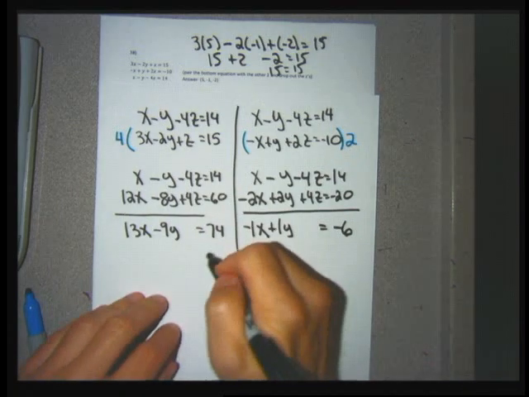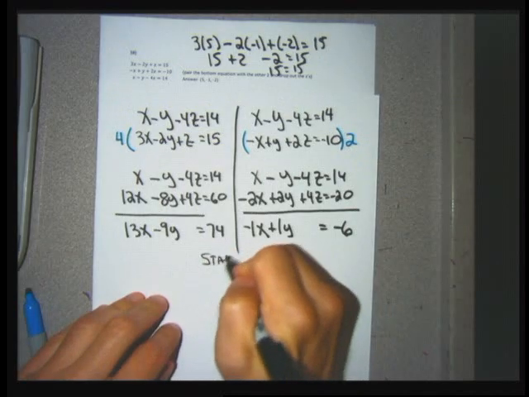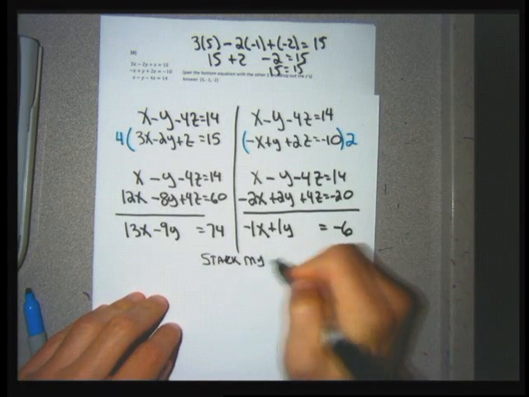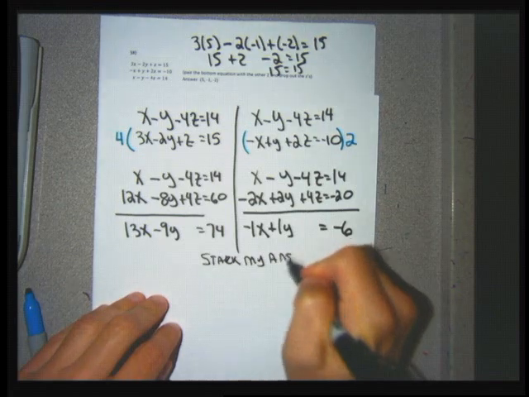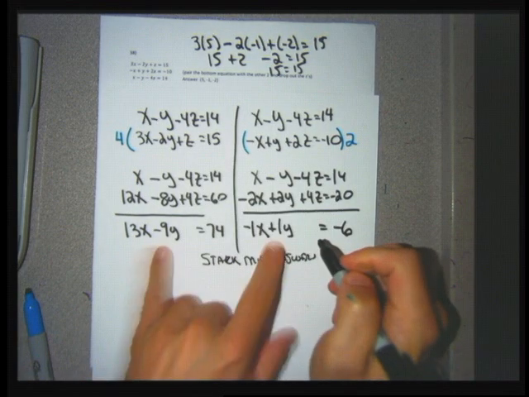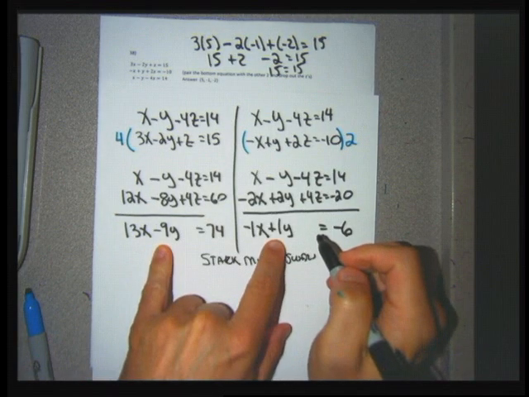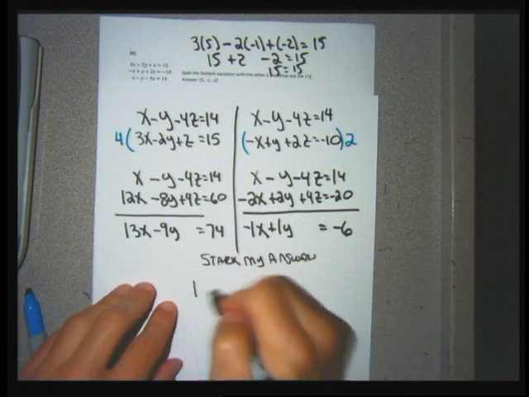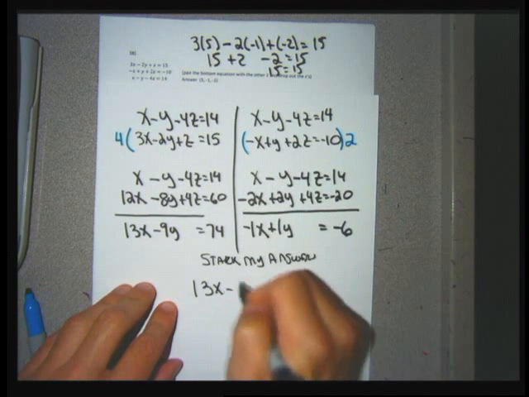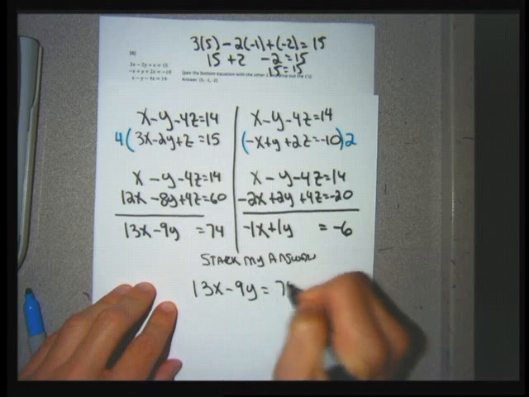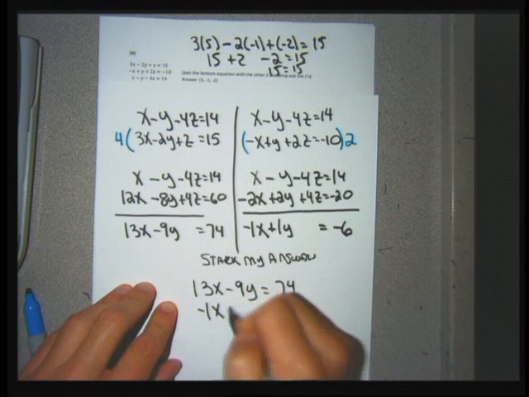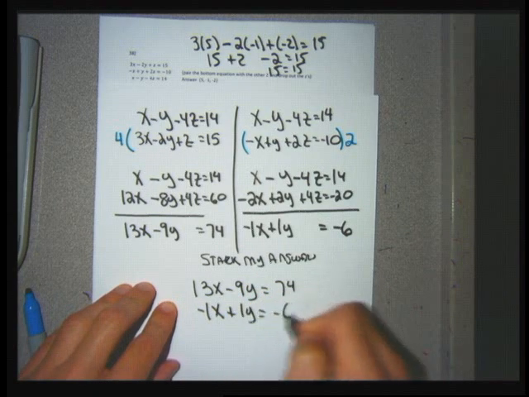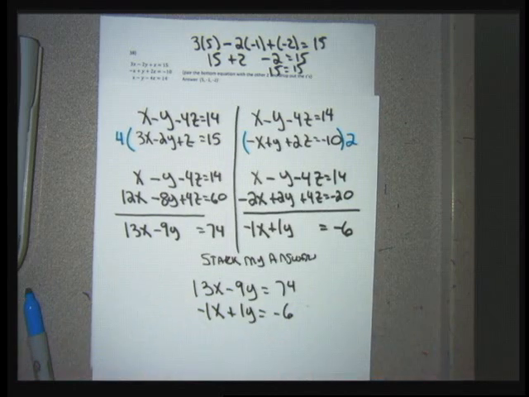Now I'm going to stack my answers. I came up with 2 different equations with the z's dropped out. There were 13x minus 9y equals 74, and minus 1x plus 1y equals negative 6. You don't need the ones, but I sometimes like to write the ones.